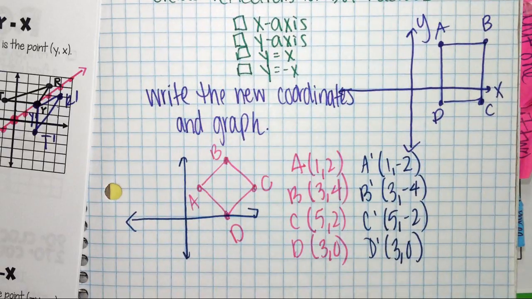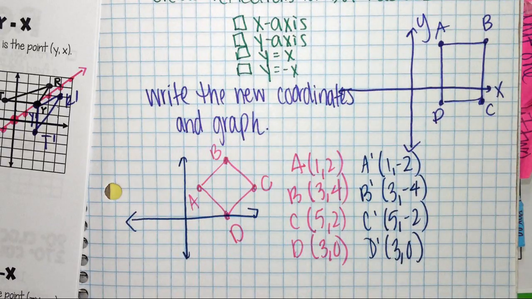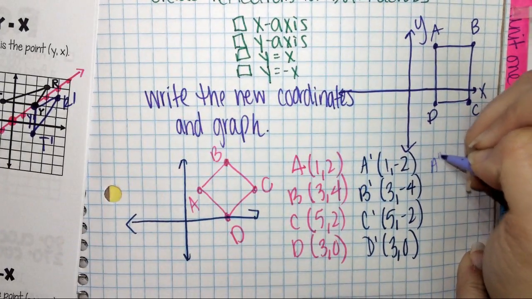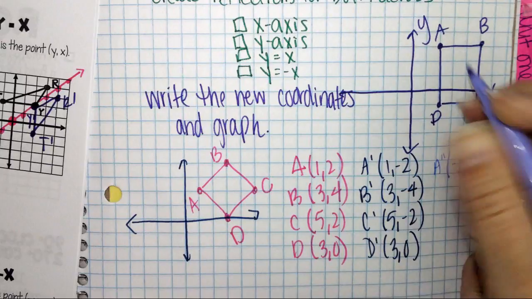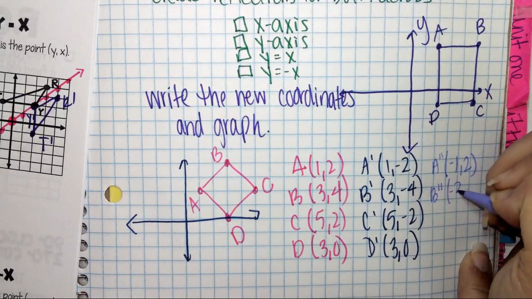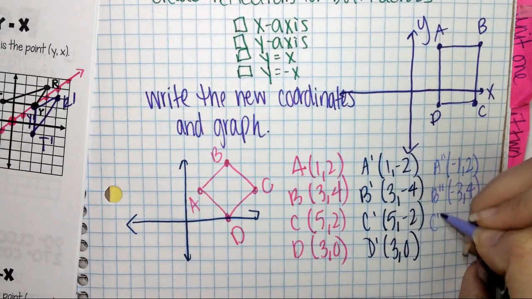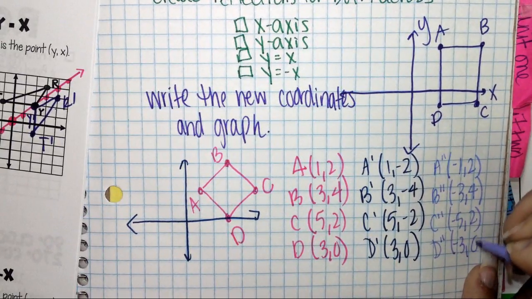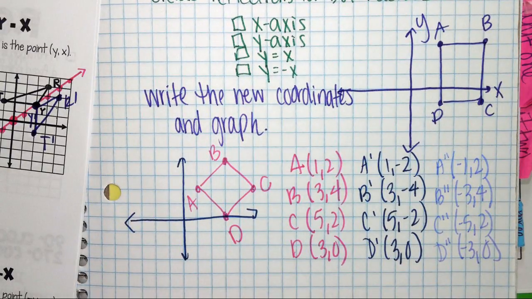Alright, now when I reflect it across the y-axis, what do we have to change? The x. So what are my new coordinates going to be? Negative 1, 2. Wait. We're going to call it A double prime. Thank you, Cletus. Negative 3, 4. Good. Trey gets a point. Good job, Trey. And then you had to do it for y equals x and y equals negative x. Does everybody understand?